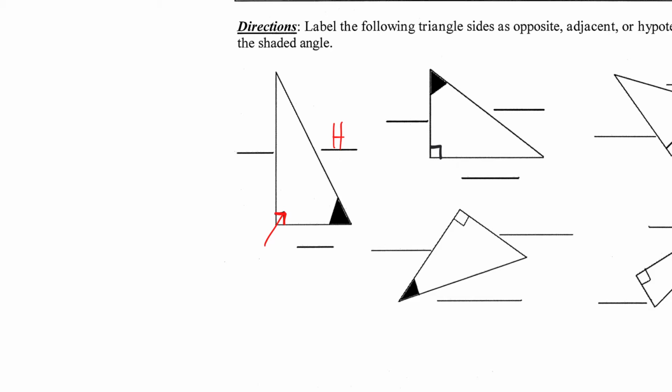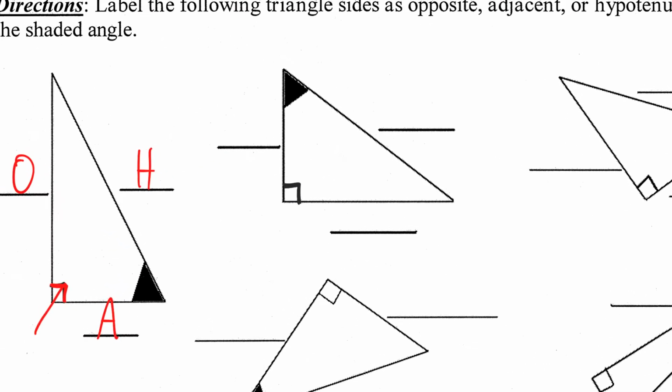Okay, from there, which one is going to be the adjacent to the shaded angle? Yep, the bottom one. It's the side that's right next to that angle. So this is the adjacent side. And then obviously this has to be the opposite. It's on the other side. It's across from there.